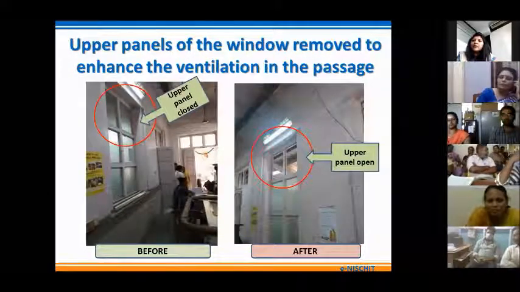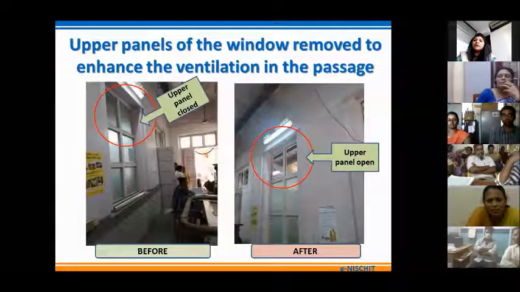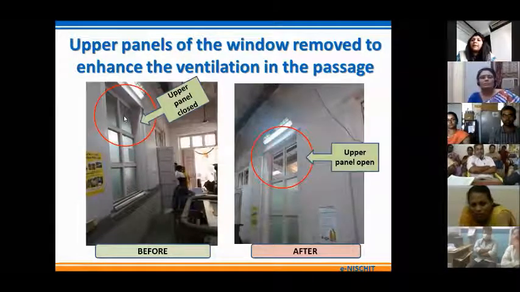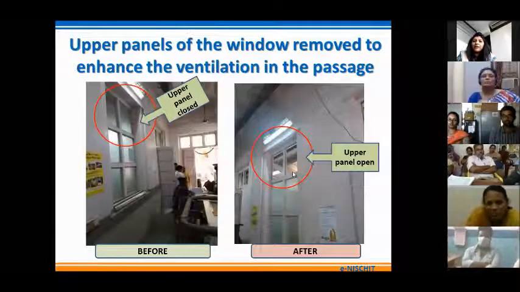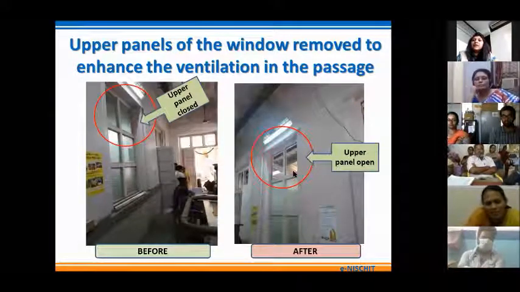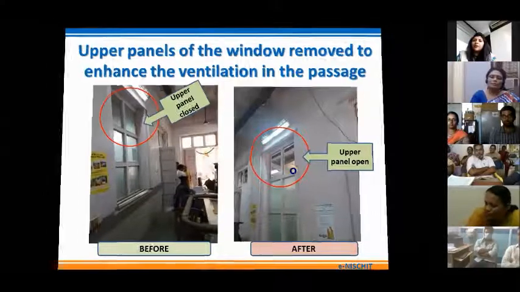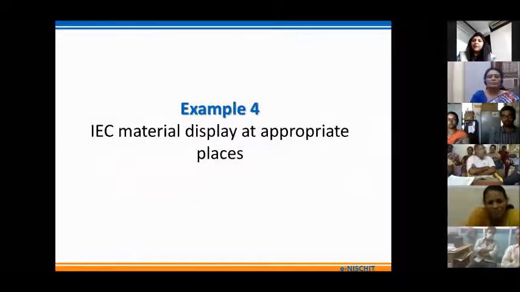This is one of the examples to show that if you have the will to do it, you will be immediately able to do it. You are seeing on the left side there is a window and the upper panel is closed. This room was in such a location that nothing much could be done. But we insisted that the upper part of the panel be removed so that we have some air exchange in that area where the staff is sitting. This was easily doable, where you just have to remove the glass panes and the air change is good. It was done immediately as suggestions were given.